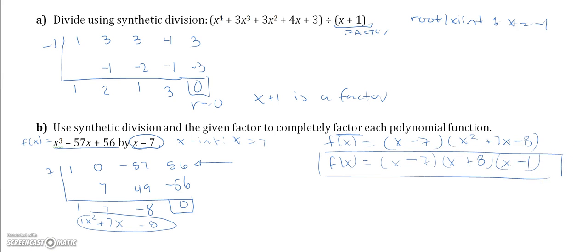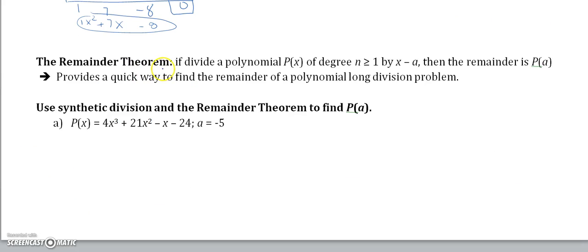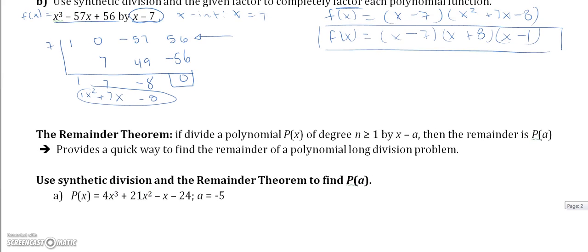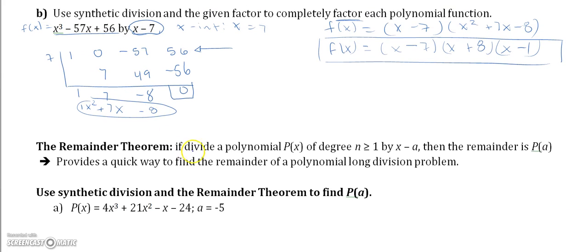Okay, let's move on to the next problem. Okay, so the remainder theorem, I'm going to explain what the remainder theorem says in context of this problem. If you divide a polynomial, so in my case f of x, which has a degree bigger than 1, by x minus a. So I divided my polynomial by x minus 7. My a in this case is 7.